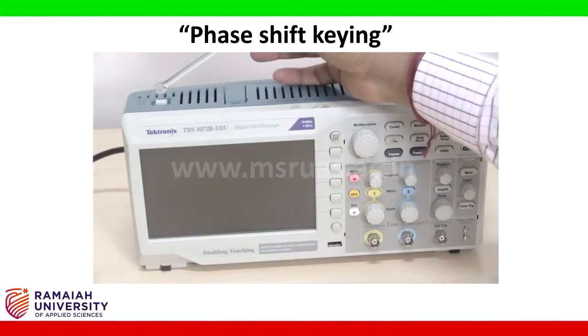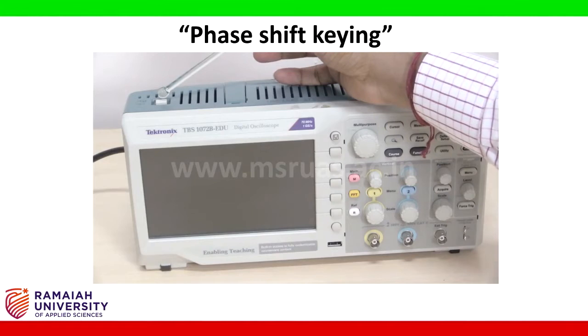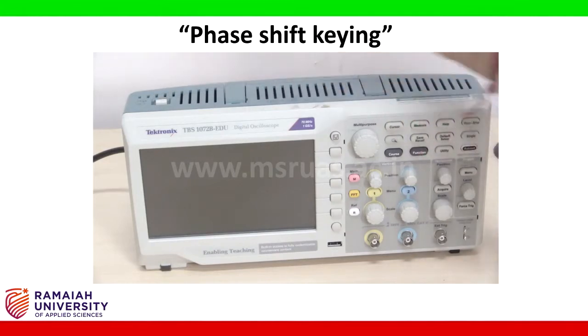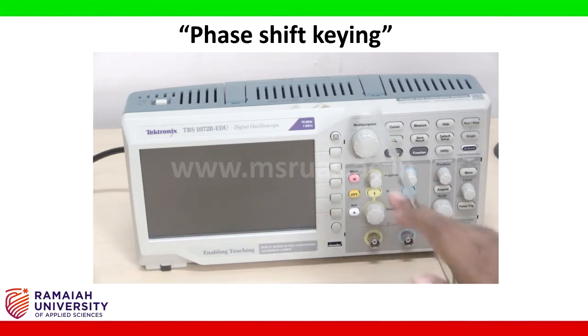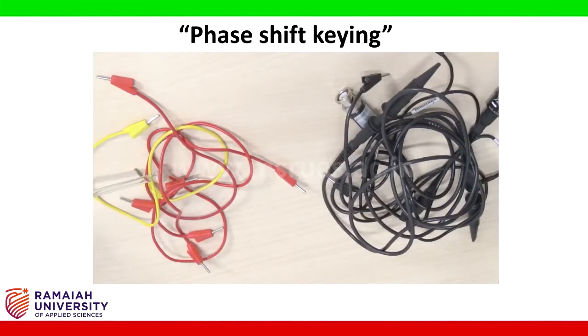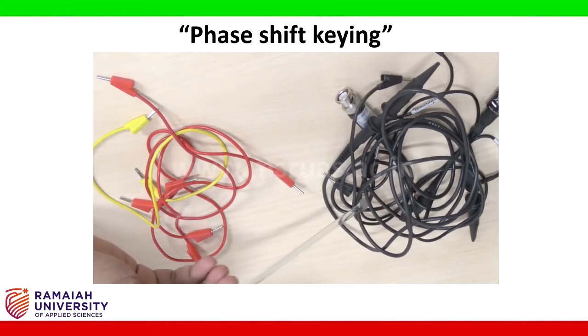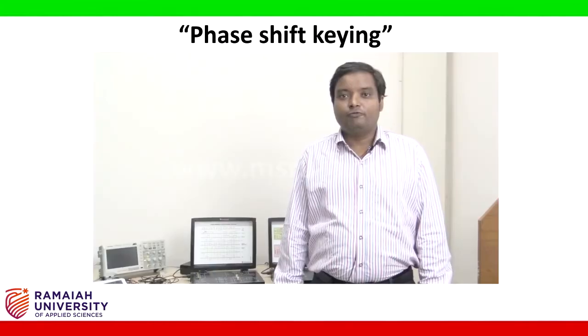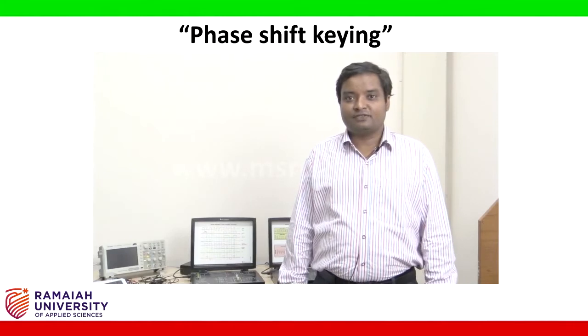Main power switch of this digital oscilloscope is this one, and this is a two channel oscilloscope, channel 1 and channel 2. These are the magnitude adjusting knobs, and these are the horizontal position adjusting knobs, and this is the time scale adjusting knob. Connecting wire and probes for the digital oscilloscope. Now we are going to start the connections for the experiment.